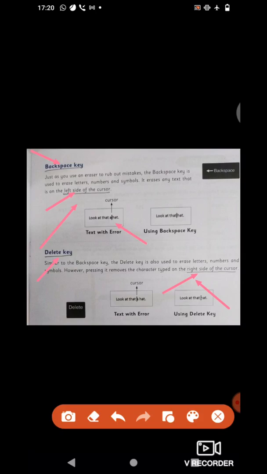So this is the difference between the two keys. The functions are the same. It helps us to erase any error typed in the form of letter, number, text. However, the major difference: backspace key deletes the left side of the cursor, delete key erases the right side of the cursor. Right? Keep this in mind, students.